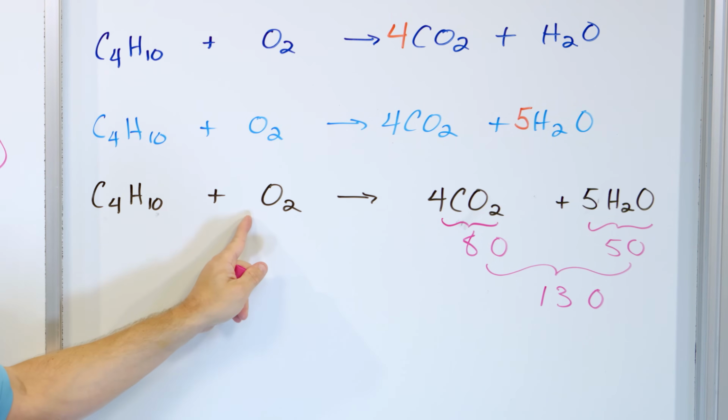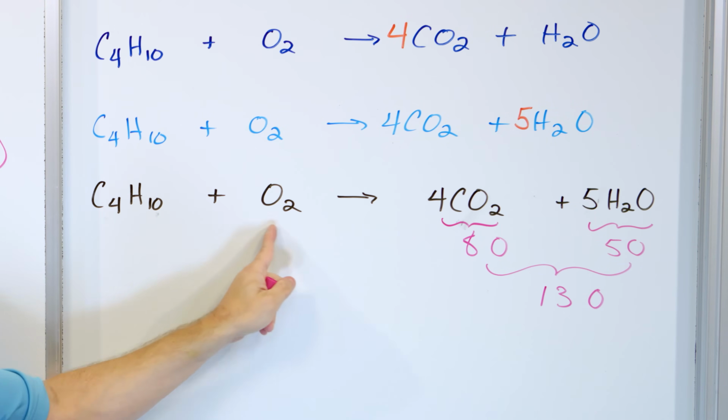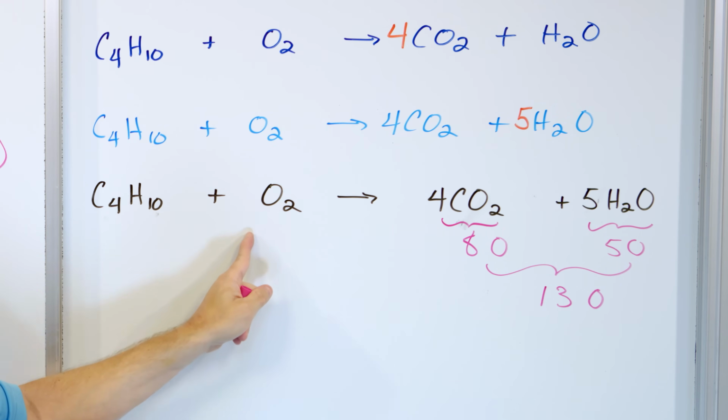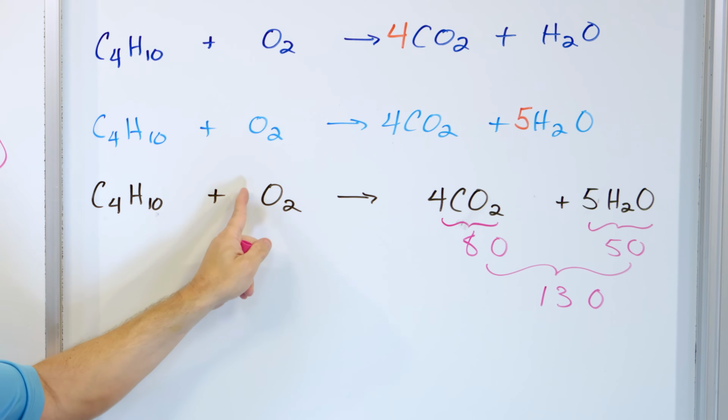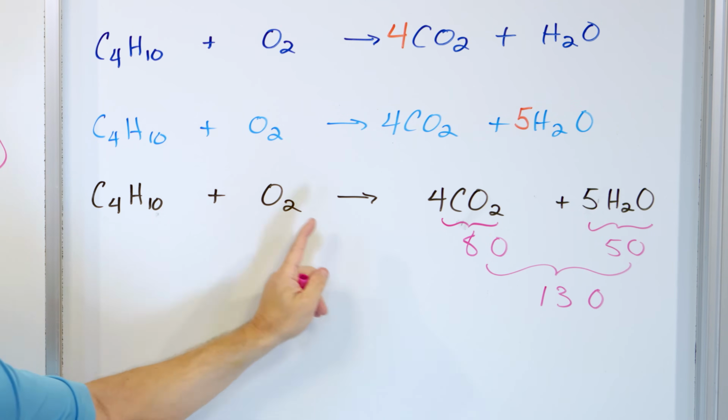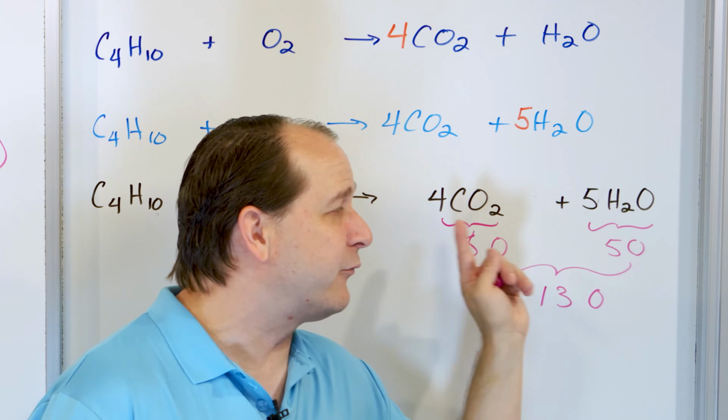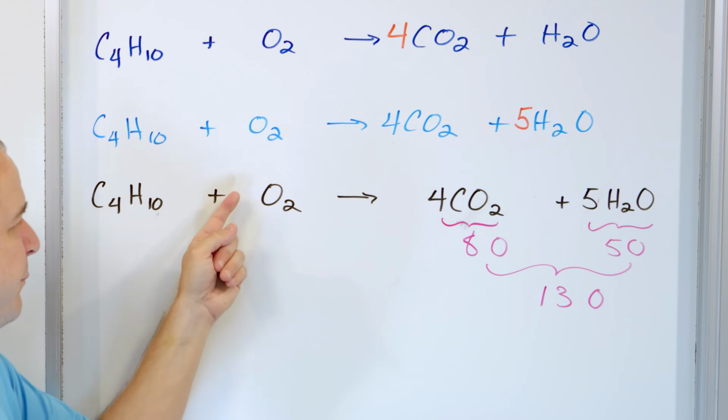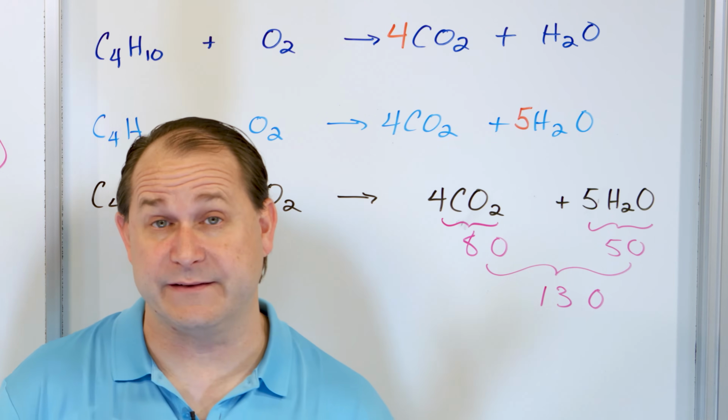All I have to work with is this position here. There's no oxygen anywhere else, so I can only change what's in front of this. But 2 times any number I can think of, it never equals 13. If the answer were 12 over here, then I could put a 6. 2 times 6 is 12, and it balances.